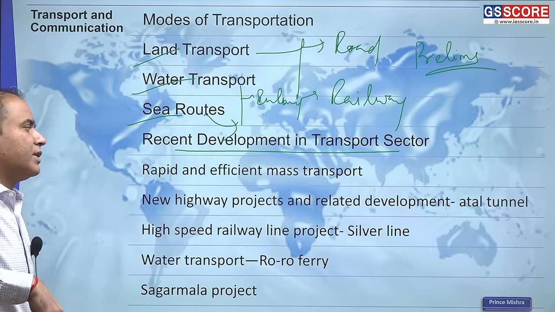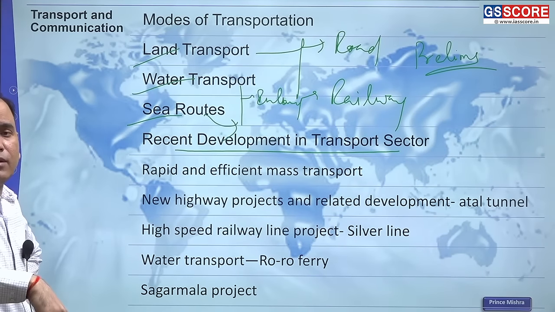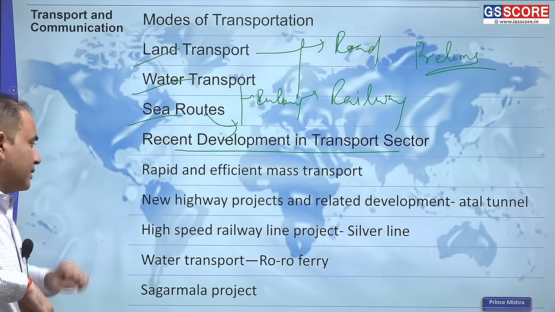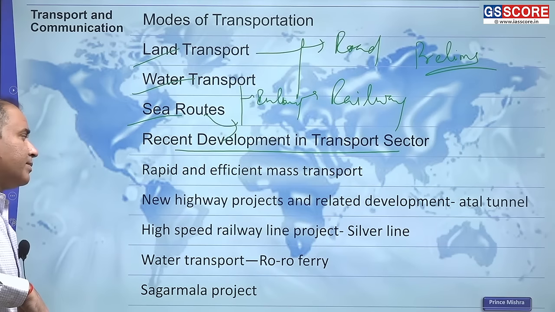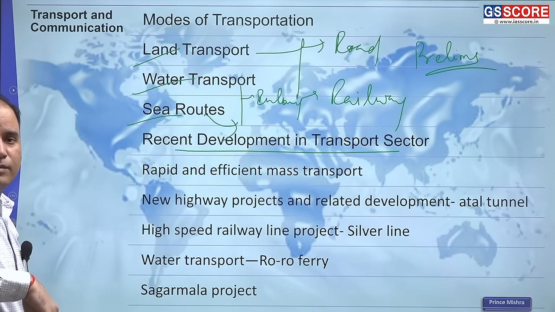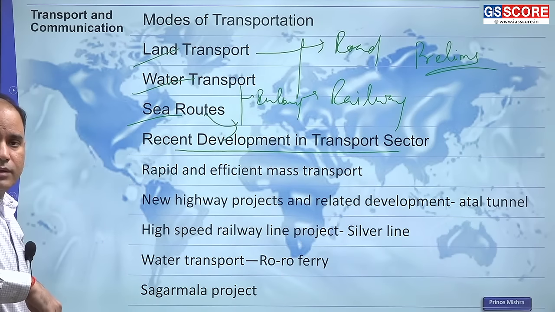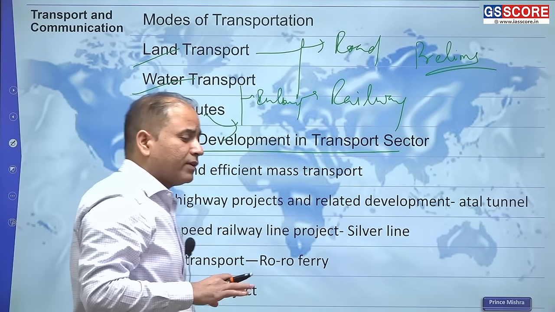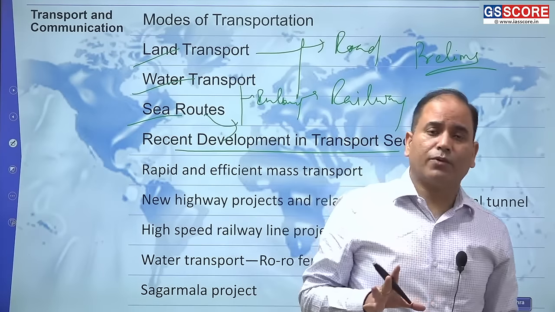then new highway projects, a lot of new highway projects are being launched, coastal highway projects are being launched, then different tunnels are being constructed, then high speed railway line projects, then water transport, like the Ro-Ro ferry that has been launched in Gujarat. Then the Sagar project. Sagar project is primarily for the modernization of our port facilities.